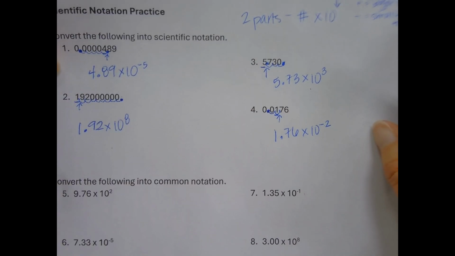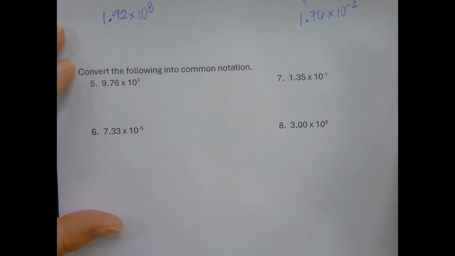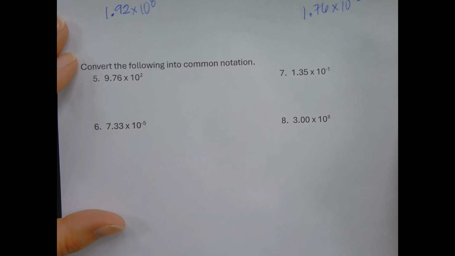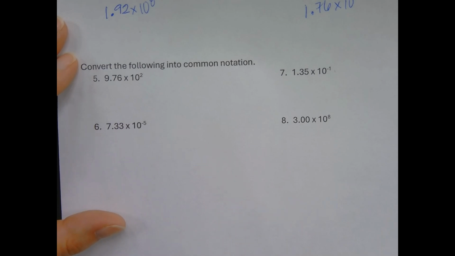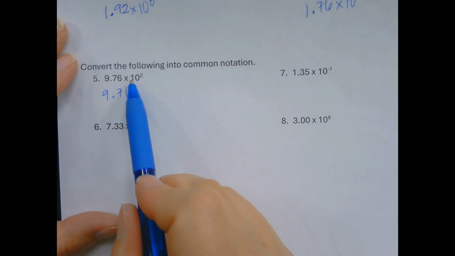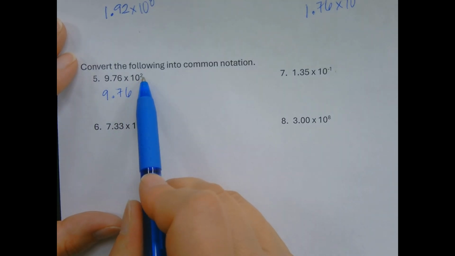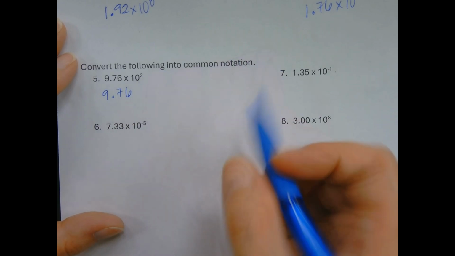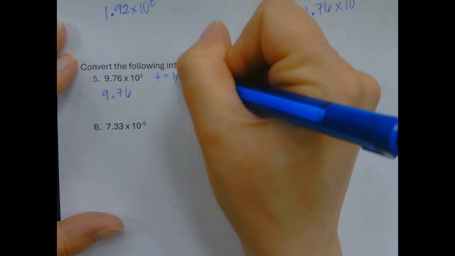If we look at our next set of examples here, we're going to convert these into common notation, meaning we have it in scientific notation and we're just going to take it out and make it look like a regular looking number, okay? So I'm going to rewrite this, 9.76. This times 10 to the is telling me I'm moving the decimal 2 places. Now, this exponent is positive. So this means that this number is a big number.